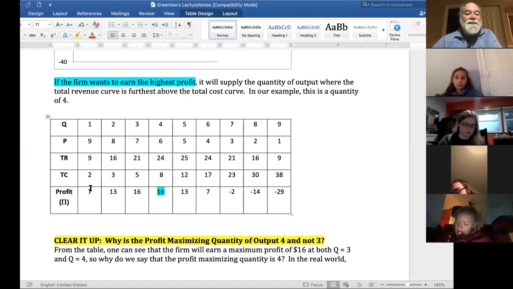So 9 minus 2 is 7, 16 minus 3 is 13, 21 minus 5 is 16, 24 minus 8 is 16, 25 minus 12 is 13, and it starts to fall from there. Okay, so we want to stop when we hit quantity 4, because if we keep going, our profit will actually decline. All right, any questions about that?